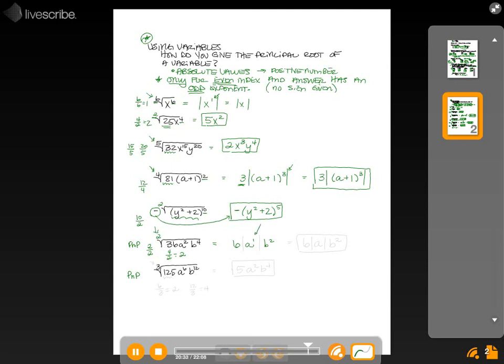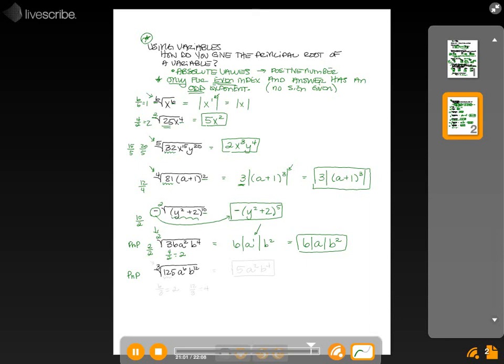Now you started with an even index. You do have a value with an odd exponent. So that has to go in absolute values. And just that. Okay, b squared doesn't because we know that's going to be positive. So I'm going to rewrite the answer over here. 6 times the absolute value of a, and then b squared is not in the absolute values. And there's our answer.